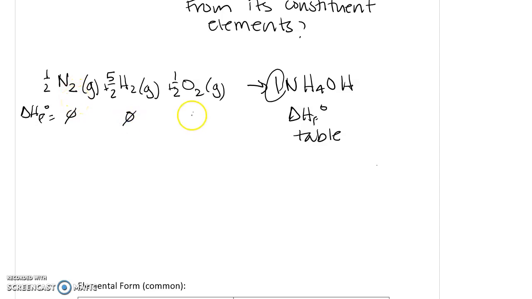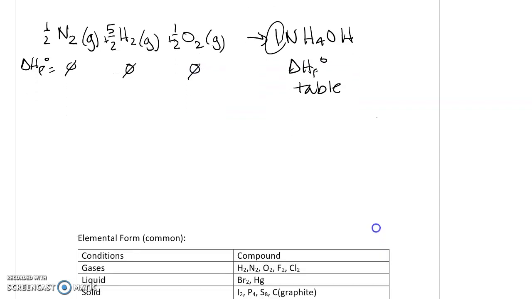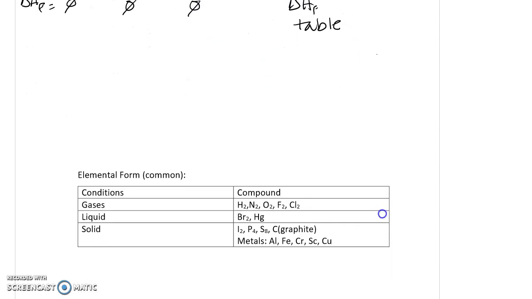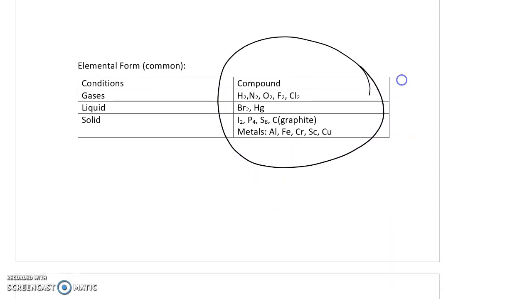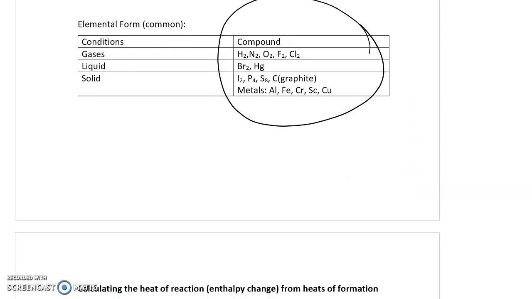This hydrogen would be 0, and this oxygen would be 0. So pure elements in their standard states, again, are 0. Here's just a table to refresh your memory for some common constituent elements. Again, as I pointed out earlier, sulfur, carbon graphite, iodine is a solid, right? So I broke this up into gases, liquids, and solids for everyone.